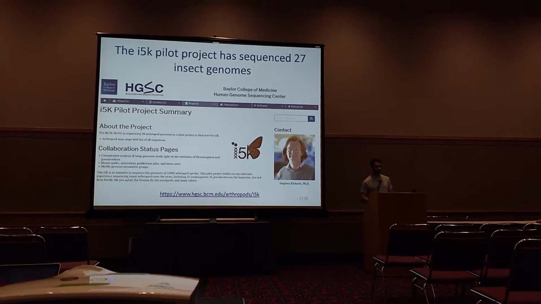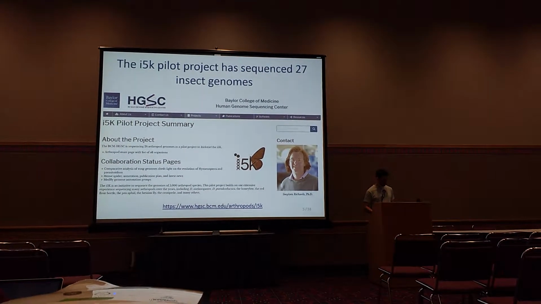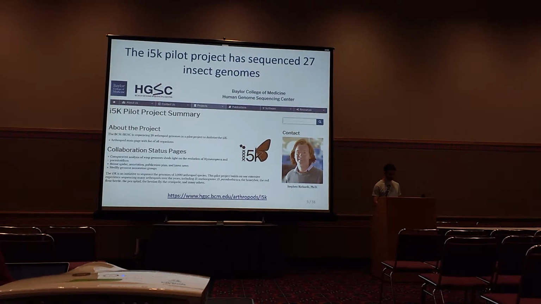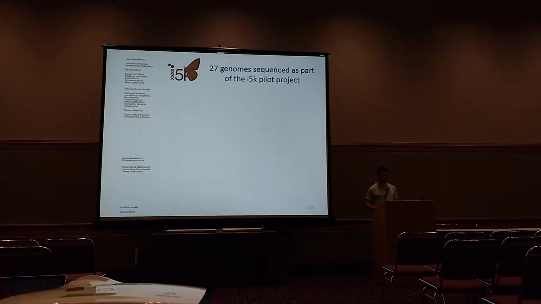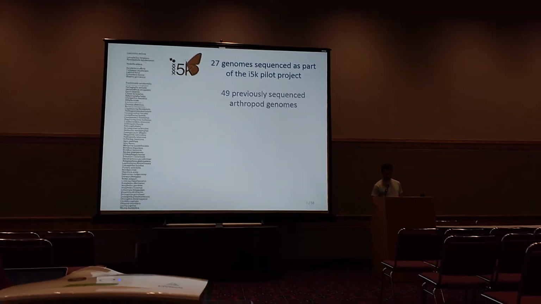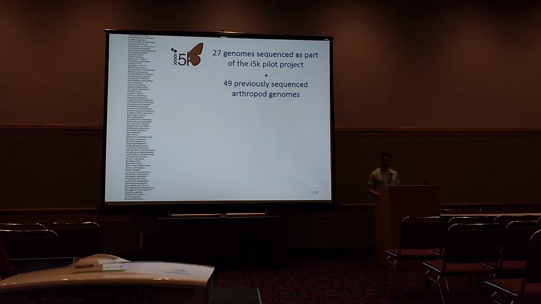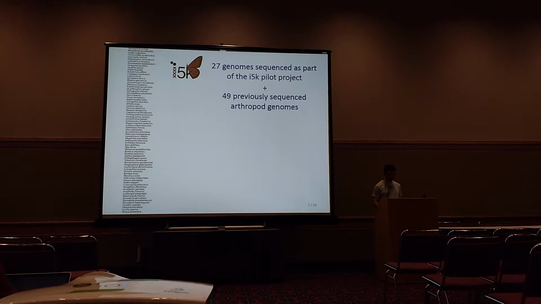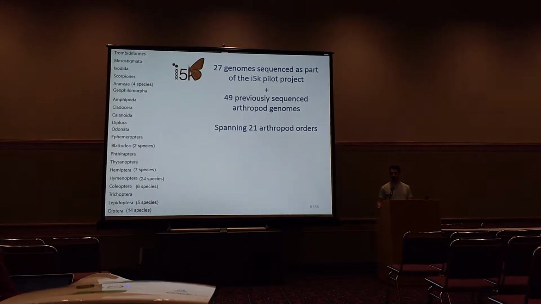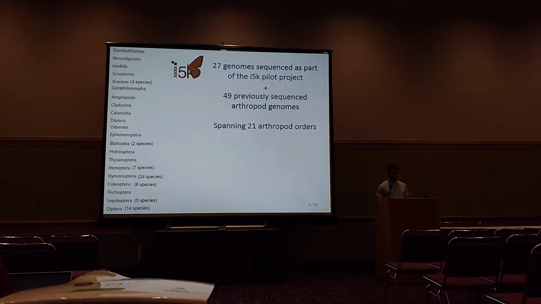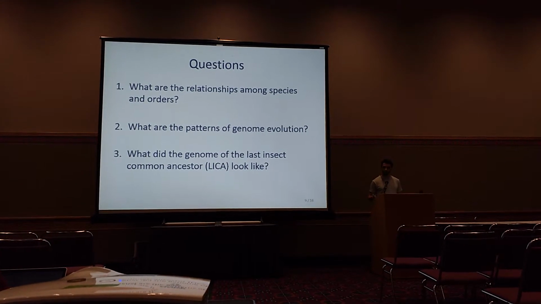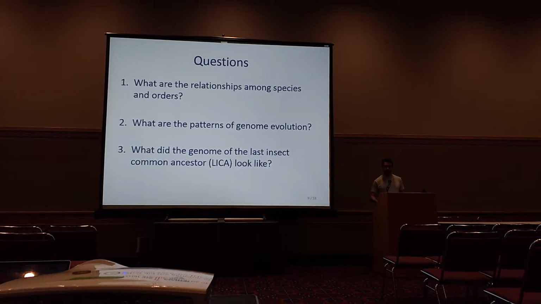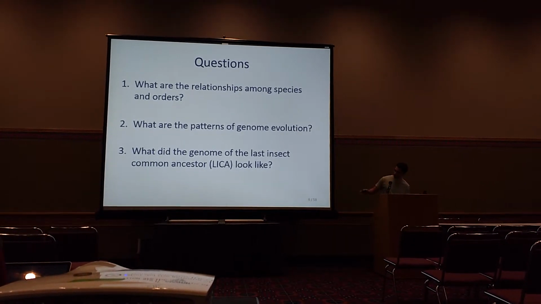But what I want to do today is provide a phylogenetic context for these new genomes so that we can start to observe patterns of evolution between these species. So with that in mind, we took the 27 newly sequenced genomes, combined them with 49 previously sequenced arthropod genomes, which gives us a data set of 76 arthropod species that spans 21 arthropod orders. And with these data, we'll be able to ascertain the relationships between these species and start to ask some questions about evolution between species. Now, I have time to address a few of these questions today.